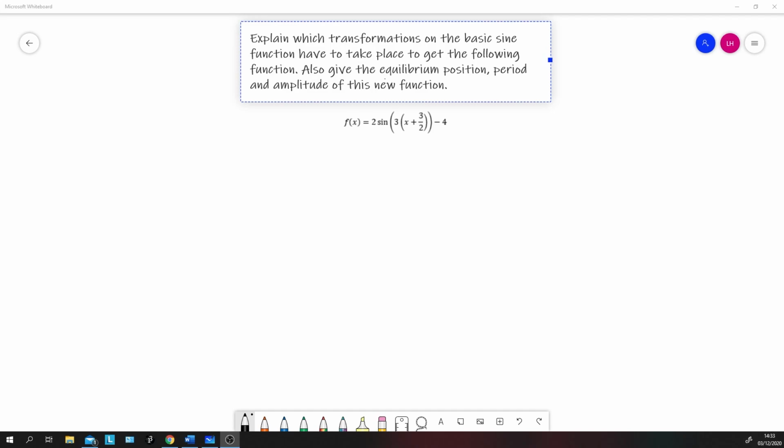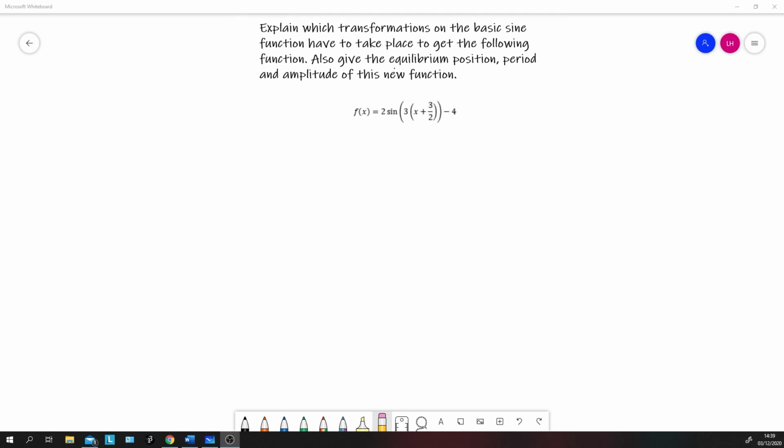At last, we make a short exercise on the topics we saw today. The exercise goes as follows. Explain which transformations on the basic sine function have to take place to get the following function. Also, give the equilibrium position, period and amplitude of the new function. We are going to start with the first part of the exercise, explaining the transformations on the basic sine function.